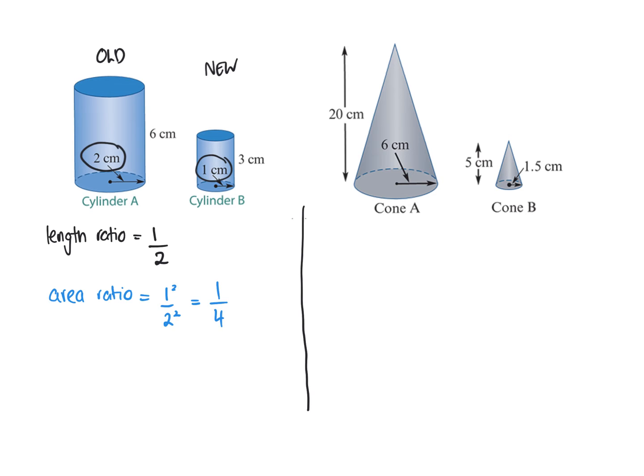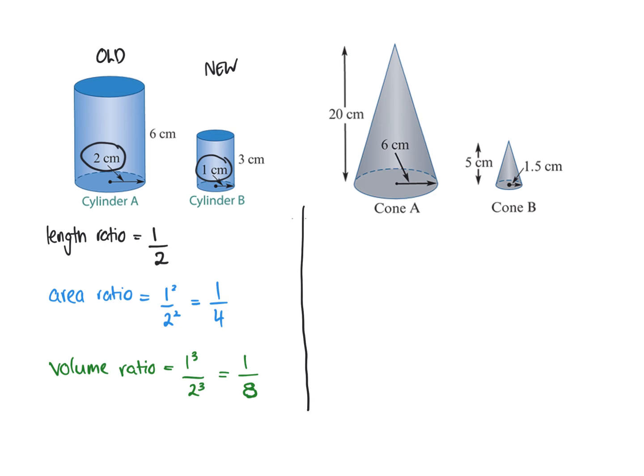And then the last one, if we want to find the volume ratio, we're going to cube the original one, the length one. Sorry, that's 8. So 1/8. So the little cylinder is 1/8 of the volume of the big one.